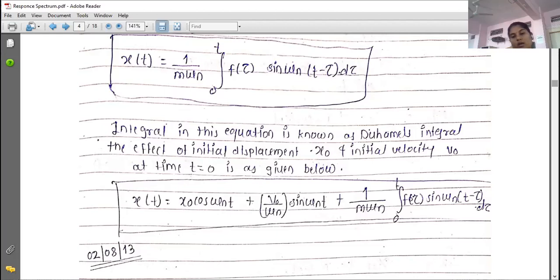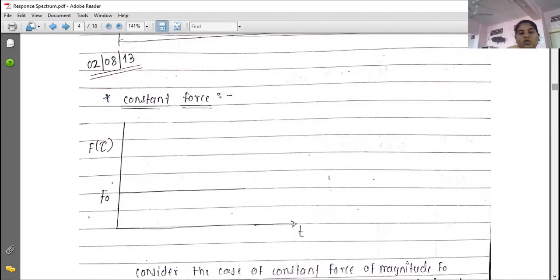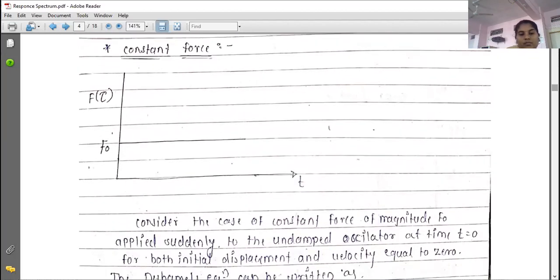1 upon m ωn into integration from 0 to t of F(τ) into sine of ωn (t minus τ) dτ. Okay, so that is the equation of Duhamel's integral.